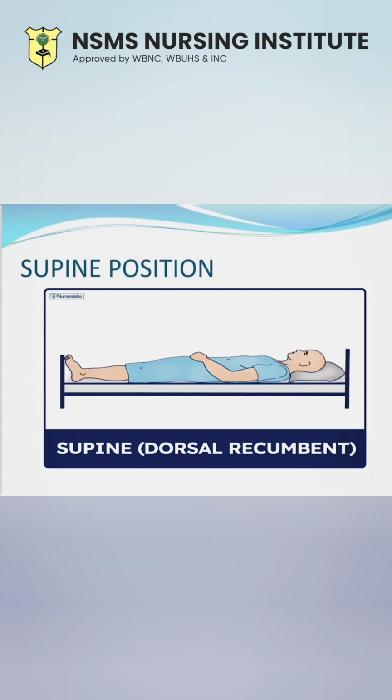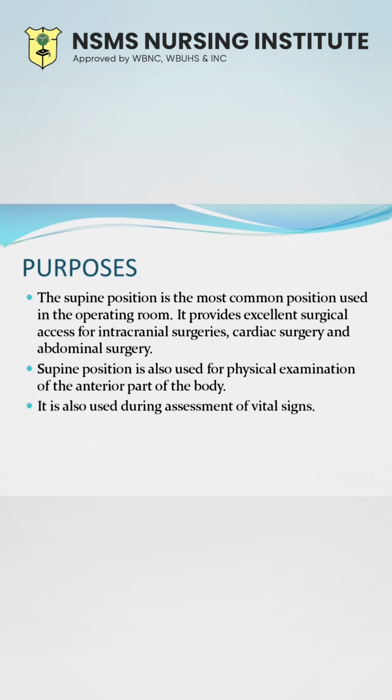The patient's arm can be either tucked at their side or abducted to less than 90-degree angle. The patient is supported with either pillows or air cushions to make them comfortable and rest in correct position. Now, let us learn what are the purposes of supine position. First, the supine position is the most common position used in operating room.